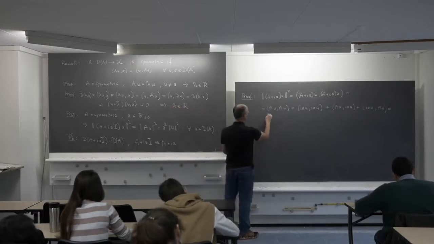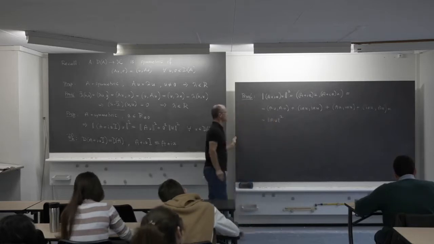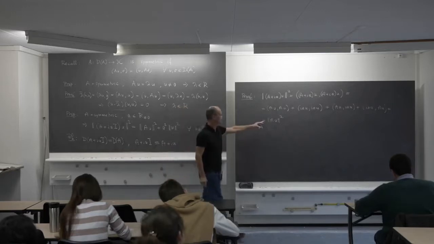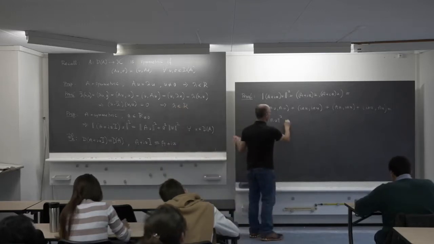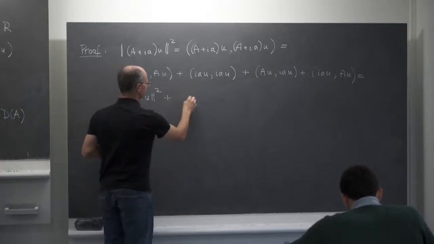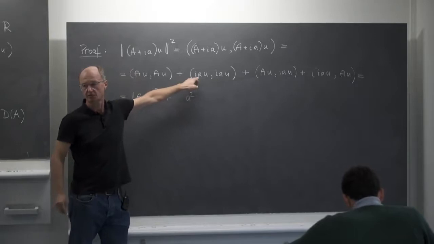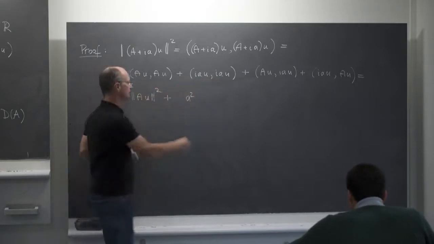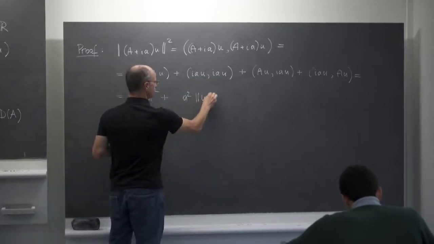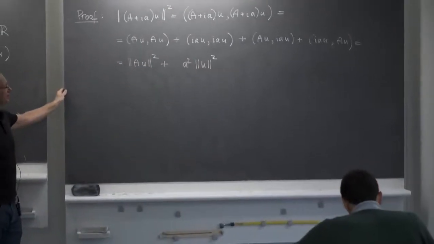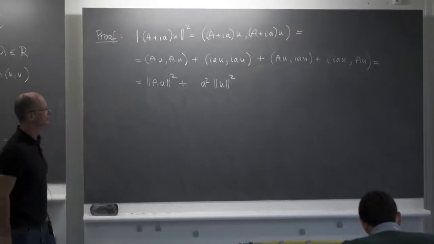Well, the first term is one of the terms that we want. It's the norm square of Au. Now, with the second term, there is a square, there is an i, and there is a minus i. Their product is 1. And then there is a norm of u squared. So that's the second term that we want.